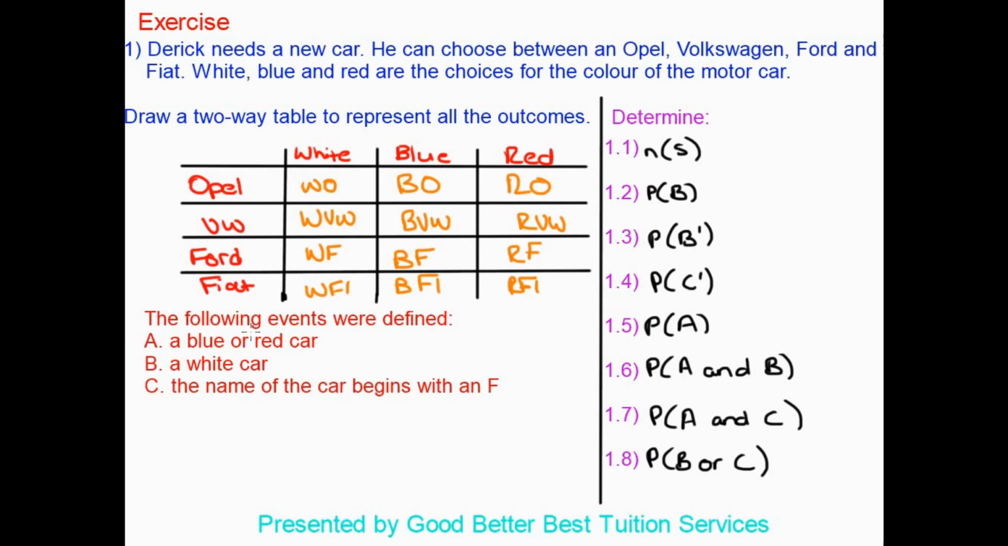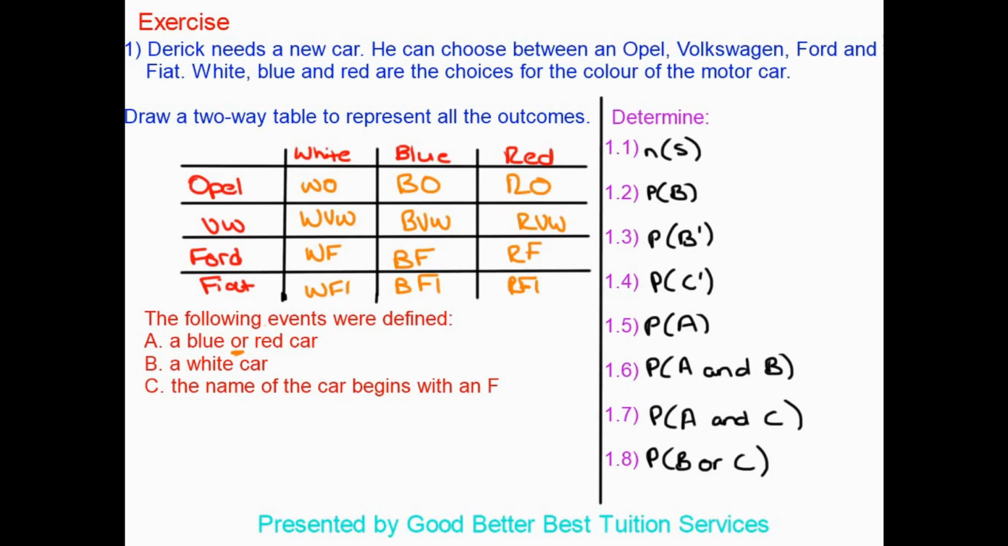So here they give us the defined events. The following events were defined. So event A is having a blue or red car. Or is the very important word here, guys. They're not saying and, they're saying or. So that means we can consider both at the same time. Then it says B, a white car. So that's event B, a white car. And then event C is the name of the car begins with an F. So right here on the right hand side, they have what they want us to work out.